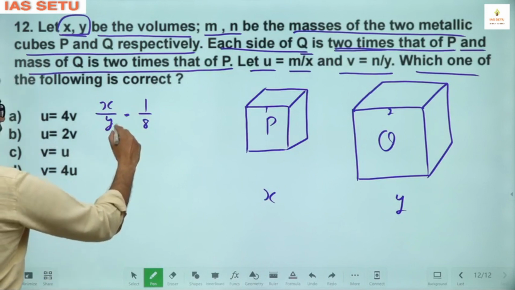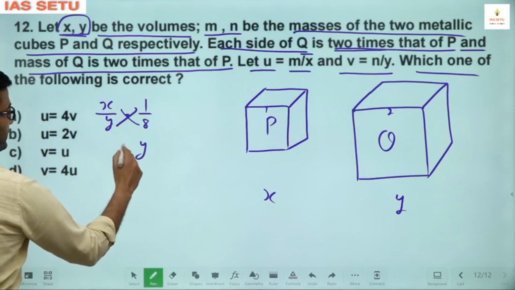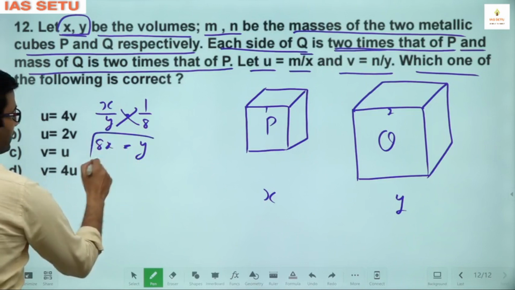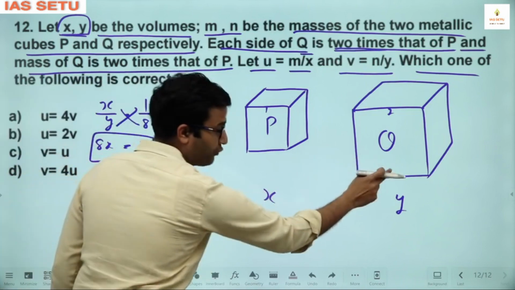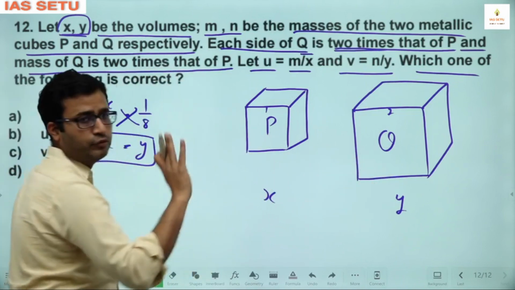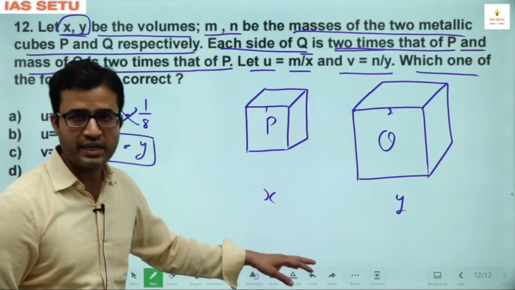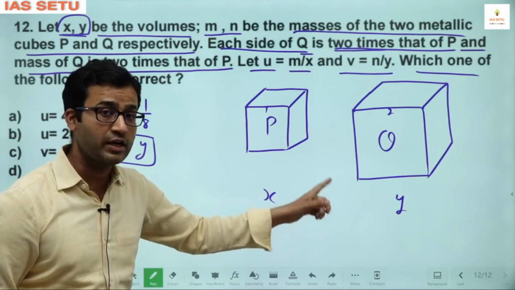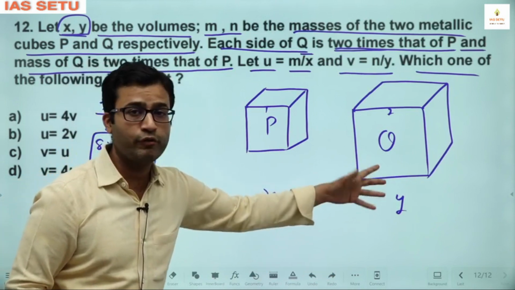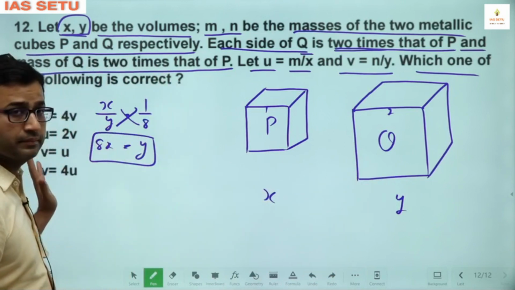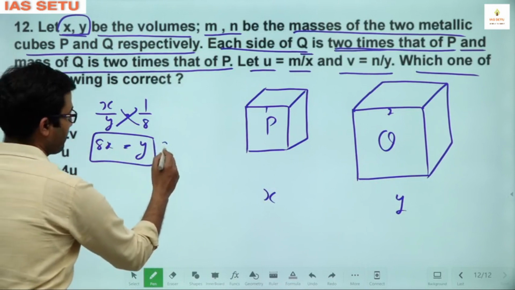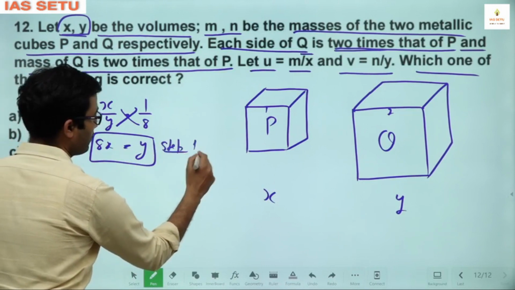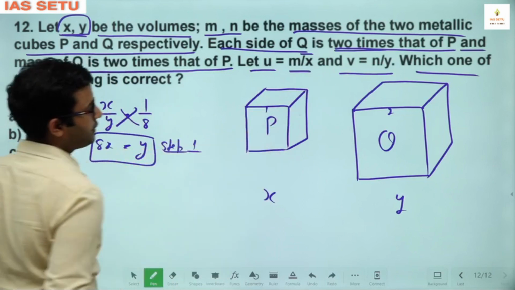Cross multiply. So y is equal to 8x. Step 1. The volume of this cube will be 8 times of this. And it is very easy because the side is twice and volume is side into side into side. So the volume of the larger cube will be 8 times. Step number 1, because we need x and y.